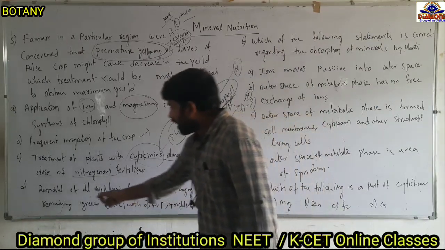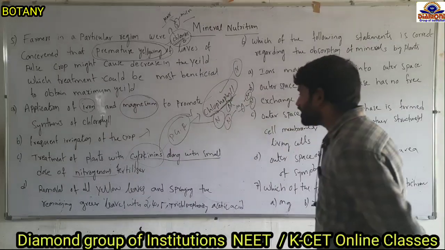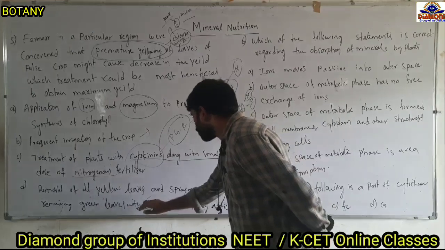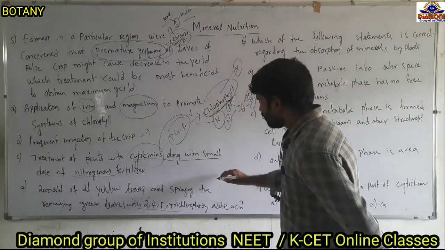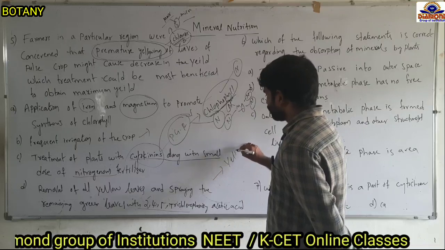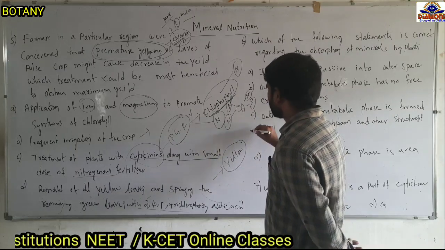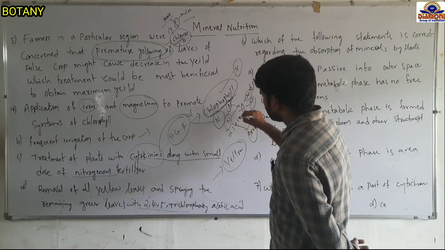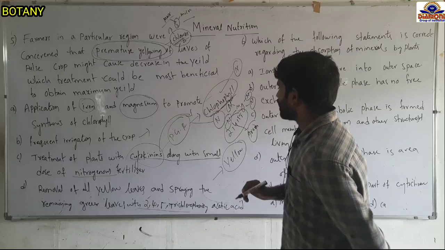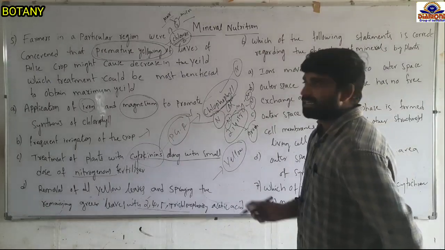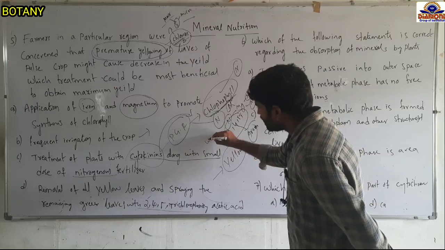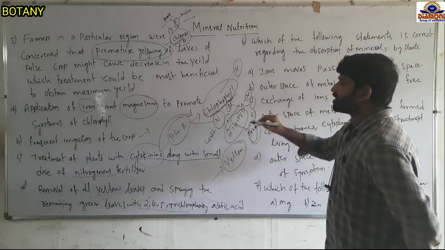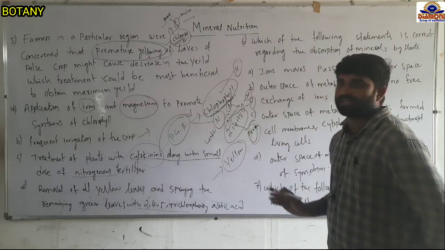And option D: removal of all yellow leaves and spraying the remaining green leaves with 2,4,5-trichlorophenoxy acetic acid. Here, when you remove all the yellow leaves, the leaves that remain are all green leaves. To the green leaves, you are adding 2,4,5-T, 2,4,5-trichlorophenoxy acetic acid, which is used as a weedicide. So if you add 2,4,5-T, the green leaves will also die. Automatically the plants will die, and yield will not increase.